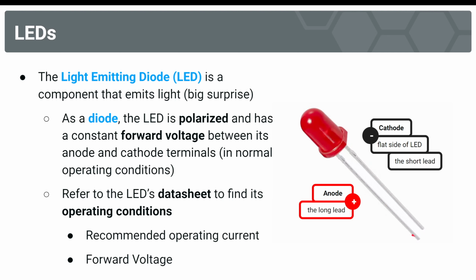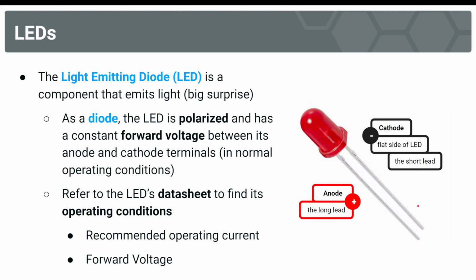One terminal, the longer lead, is called the anode. This is the positive terminal. We've got another lead, the shorter lead, where the flat side of the LED is. That's the cathode. And current will only flow from the anode to the cathode. Because the LED is a diode, it's polarized. Current only flows through one direction, from anode to cathode.